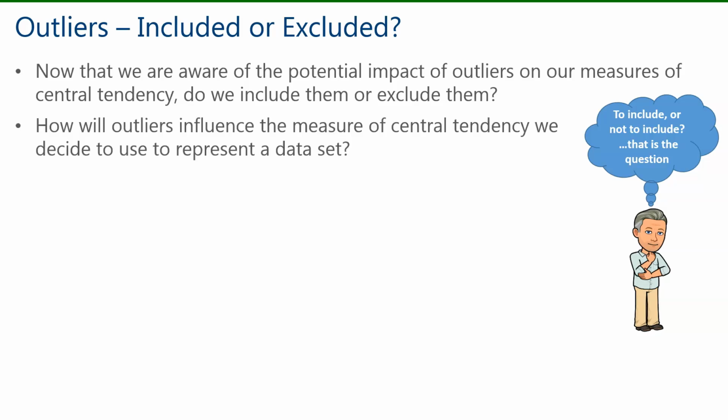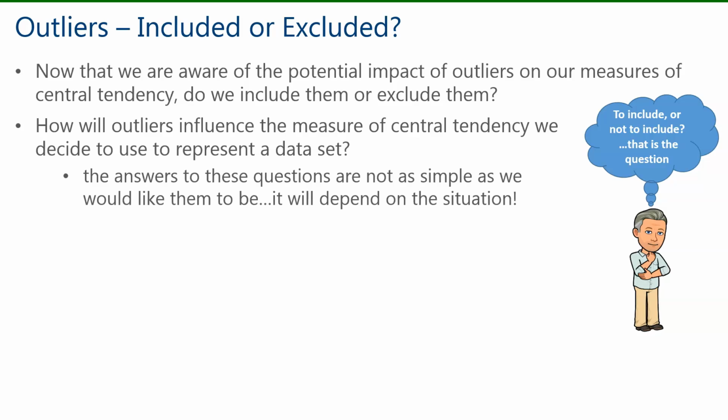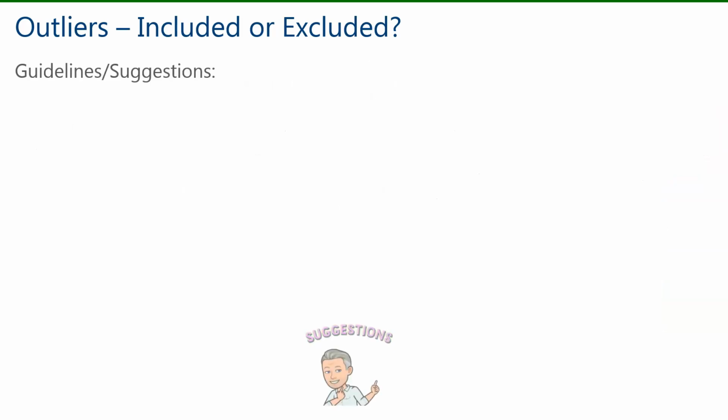How will outliers influence the measure of central tendency we decide to use to represent a data set? In other words, will the outliers determine our choice of mean, median, or mode? The answers to these questions are not as simple as we would like them to be. Quite often, it will depend on the situation, the context. We do, however, have some guidelines or suggestions for you.